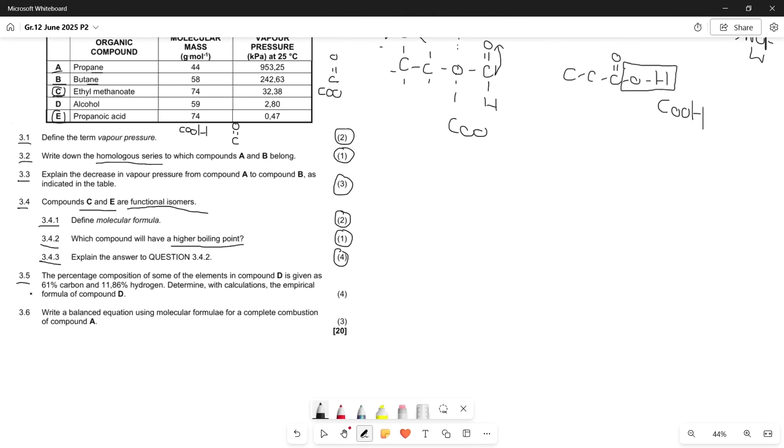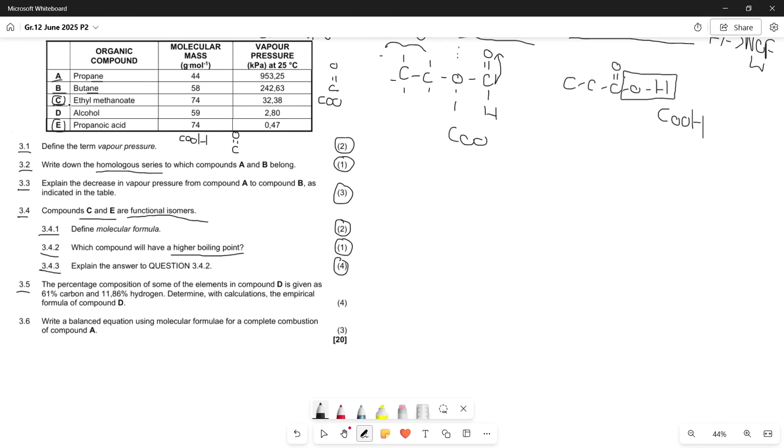Okay, so 3.5 over here, quite a nice question, a grade 11 empirical formula, provided we remember the usual formatting for this, worth 4 marks over here. So 3.5 says the percentage composition of some of the elements in compound D is given as 61% carbon and 11.86% hydrogen. Determine with calculations the empirical formula of compound D.